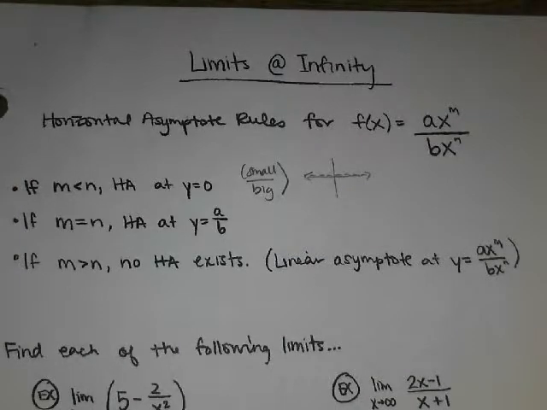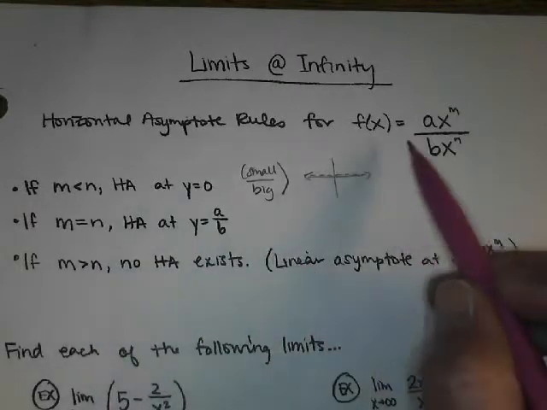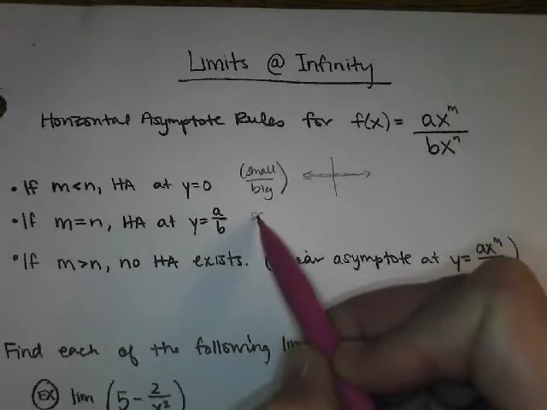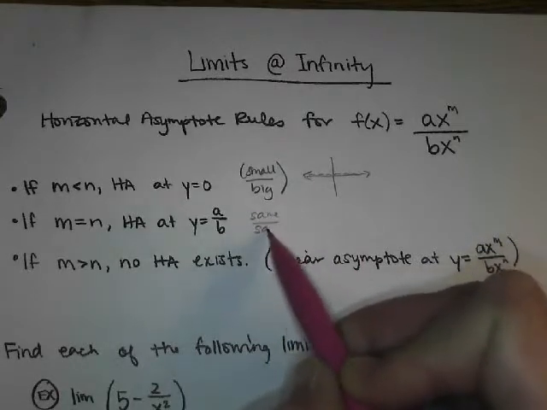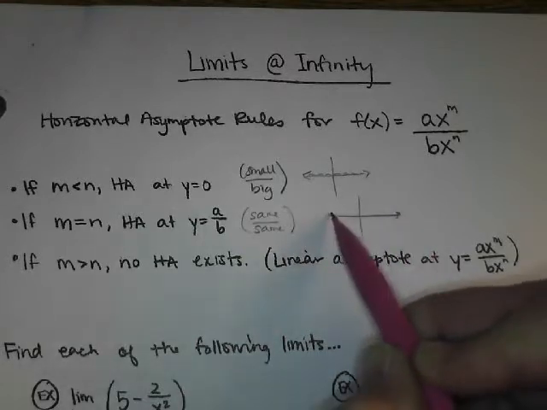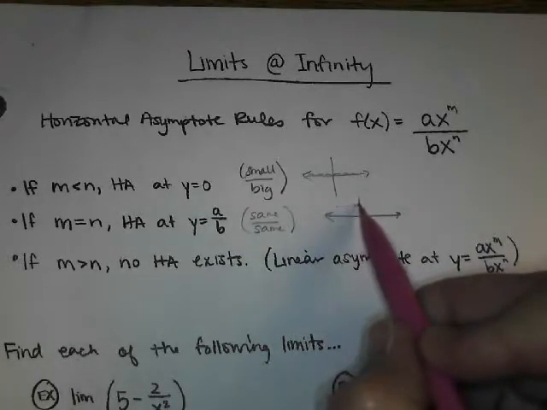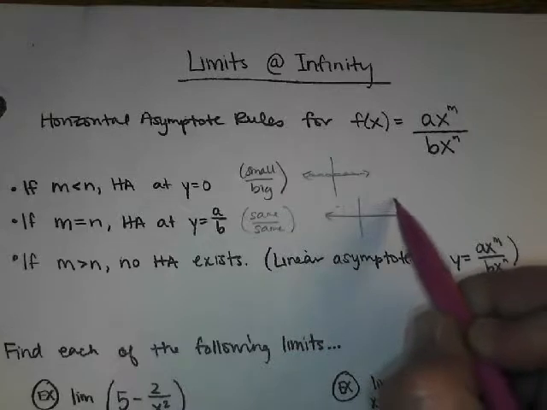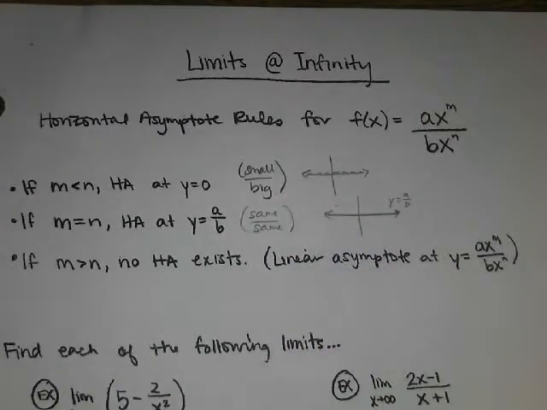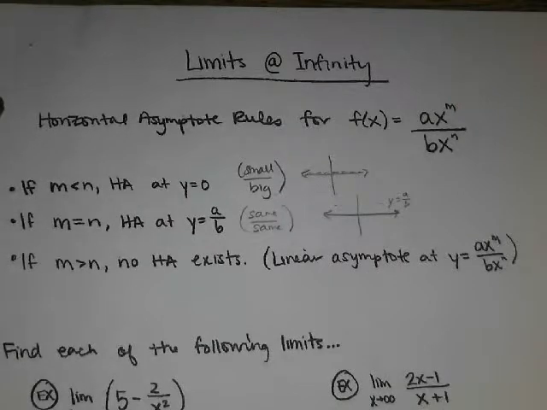If the degree of the numerator equals the degree of the denominator, then your asymptote comes from the coefficient. So it's going to be some horizontal line, and this is what we had called same over same before. So your horizontal asymptote will be wherever the value of a over b puts you. Not going to be 0.